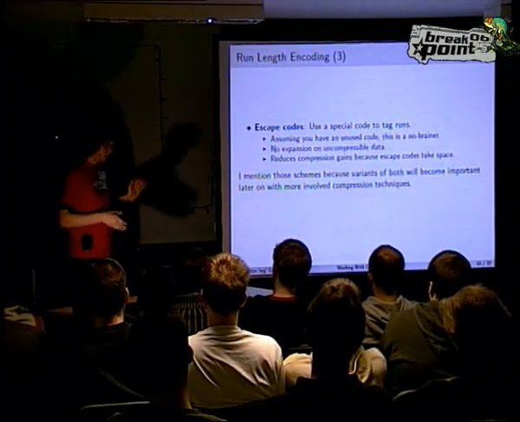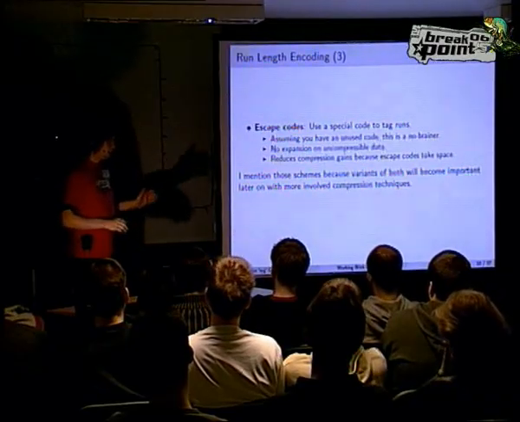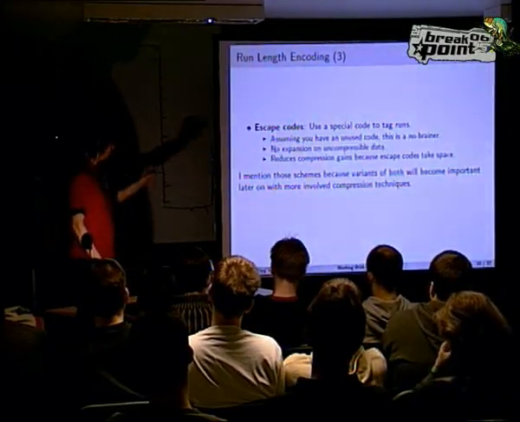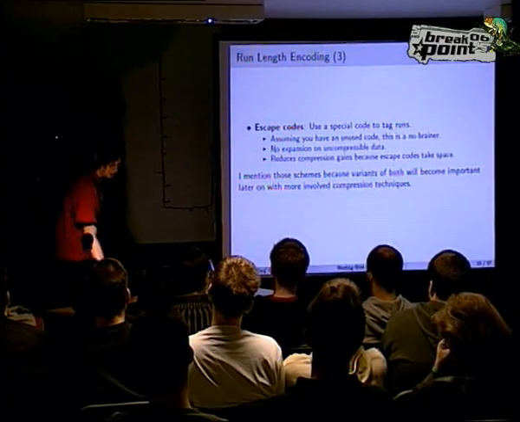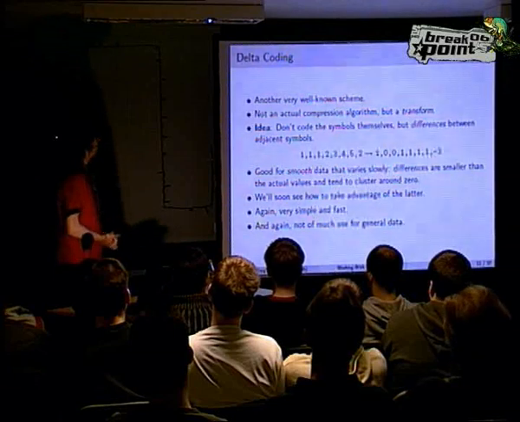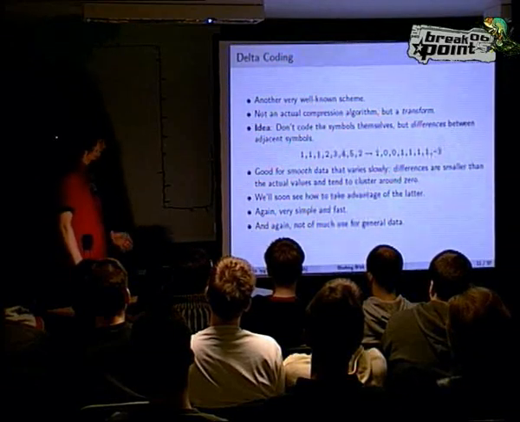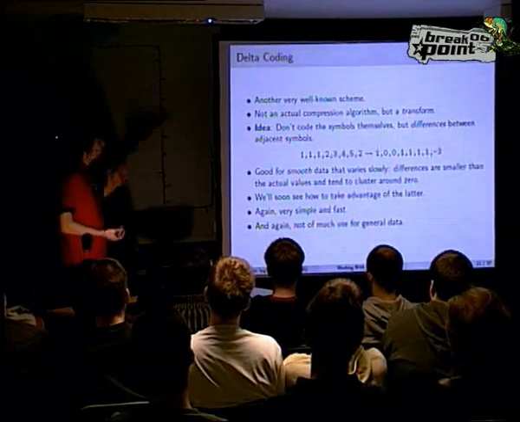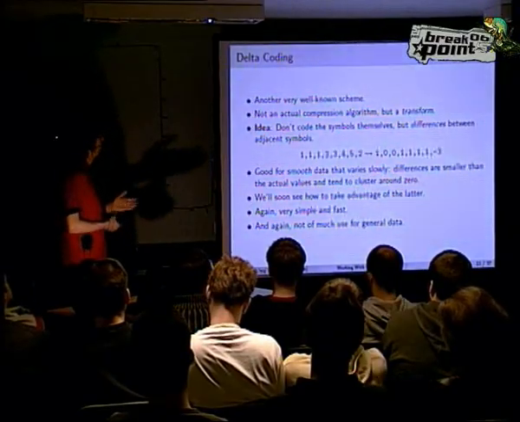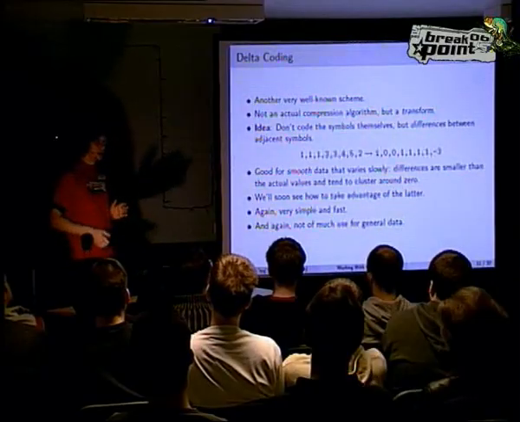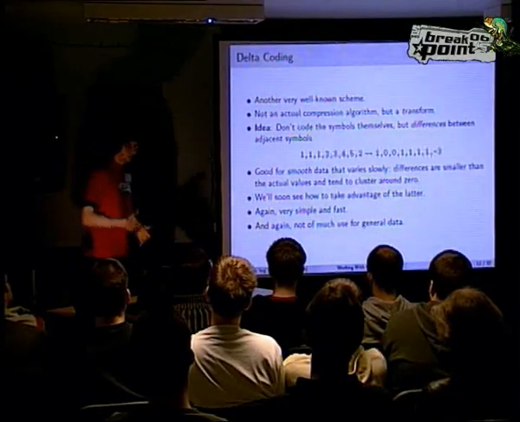And I mentioned those, as I already said before, mainly because extensions of these types of encoding, of these ideas, will become important later on. Another very, very well-known scheme in data compression, I assume most of you have at least heard of that as well, is delta coding, which is not an actual compression algorithm, but is a transform.